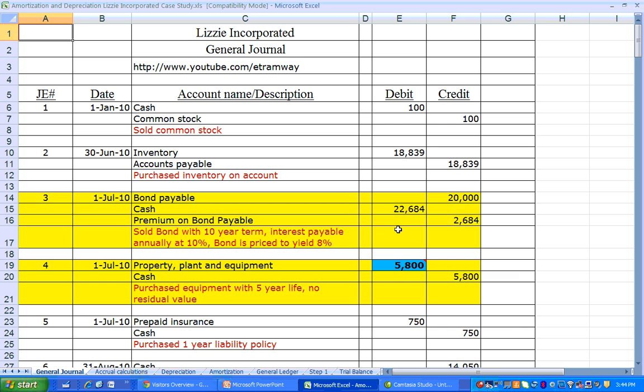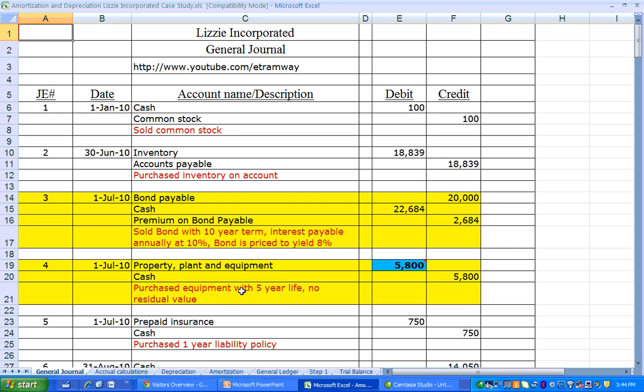And I highlighted this journal entry in yellow. We're looking at journal entry number 4. This is way back. We studied this in Chapter 3, the purchase of property, plant, and equipment. Lizzie Incorporated purchased equipment with a 5-year life and no residual value for $5,800. Lizzie Inc. decided that it was a good investment to purchase some property, plant, and equipment that was going to derive some operating income in the future.